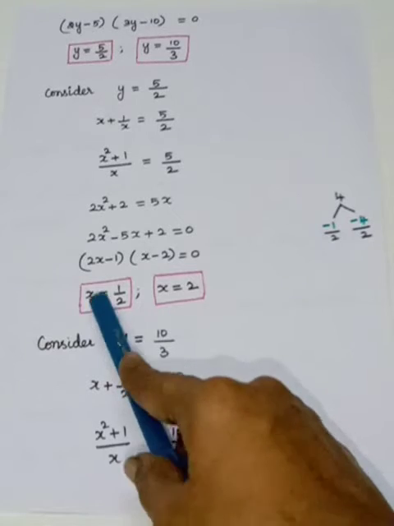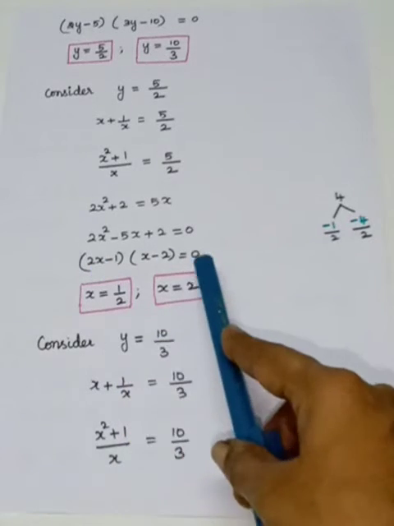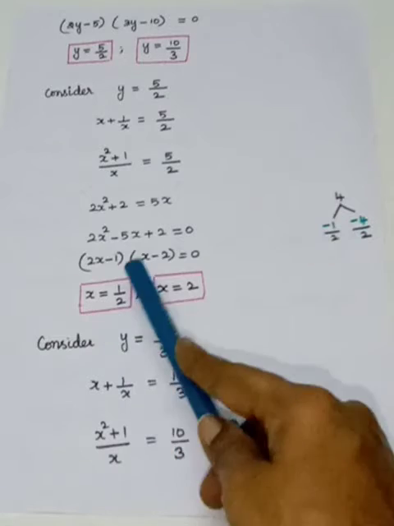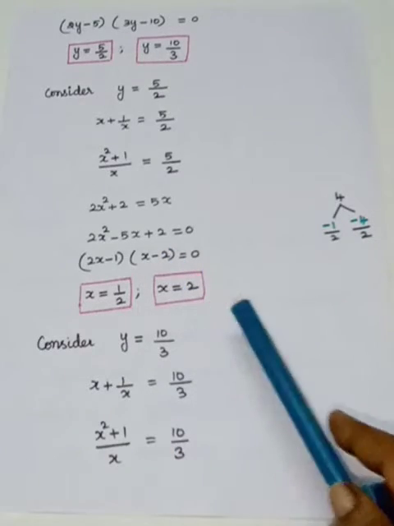So therefore you are getting x is equal to 1 by 2. How are we getting x is equal to 1 by 2? When you equate 2x minus 1 is equal to 0, x is equal to 1 by 2. Next, x minus 2 is equal to 0 means x is equal to 2.